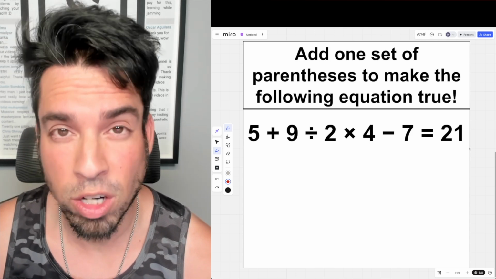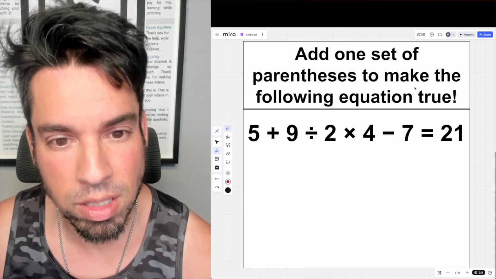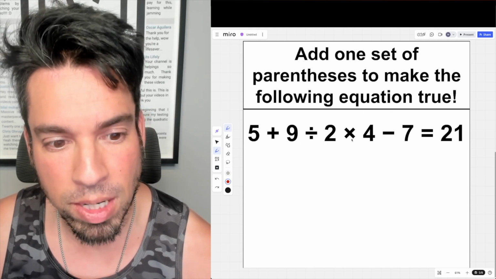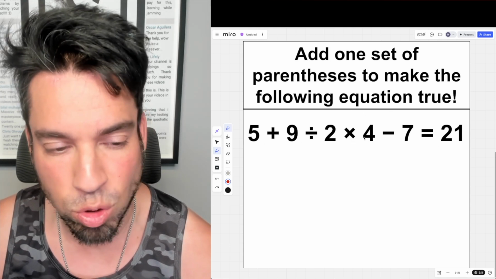In this one, the question is as follows. Add one set of parentheses to make the following equation true. So right now we have 5 plus 9 divided by 2 times 4 minus 7 is equal to 21.